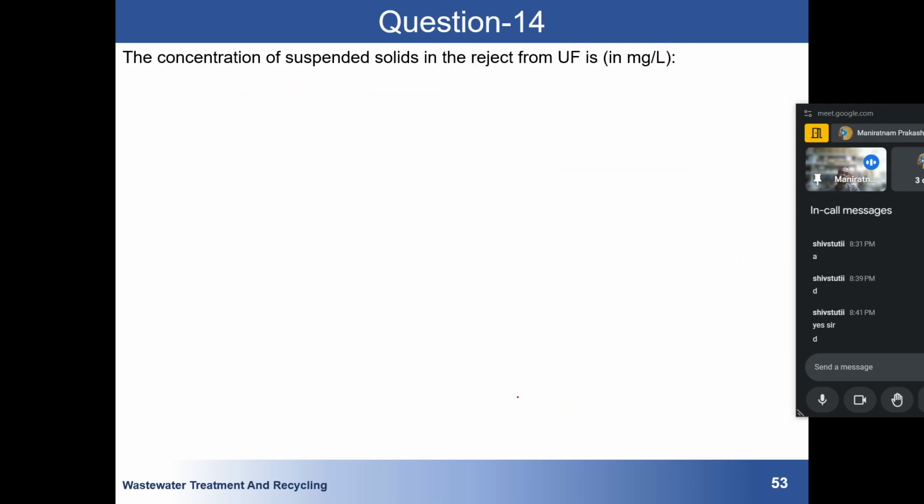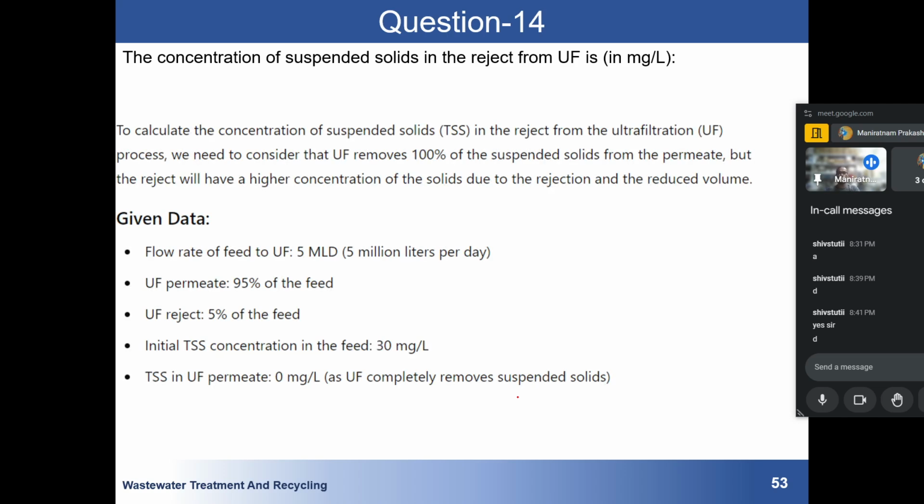Next, the concentration of suspended solid in the reject from UF. Whatever suspended solid was rejected from ultrafiltration, what is its concentration? So again we have this data for UF: 5 MLD is coming, that is 5 million liter per day. 95% of the feed is permeate, 5% of the feed was rejected. The TSS concentration in the feed is this much, and finally 0 milligram per liter is going out.